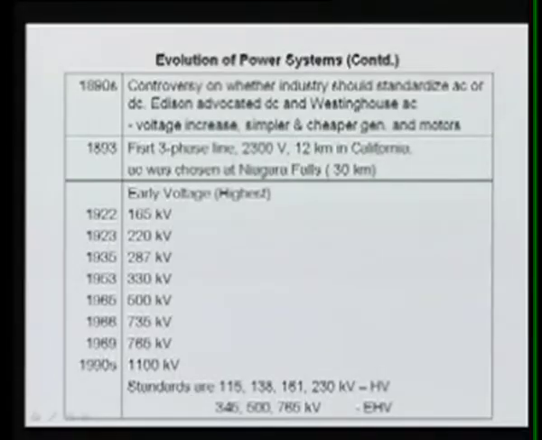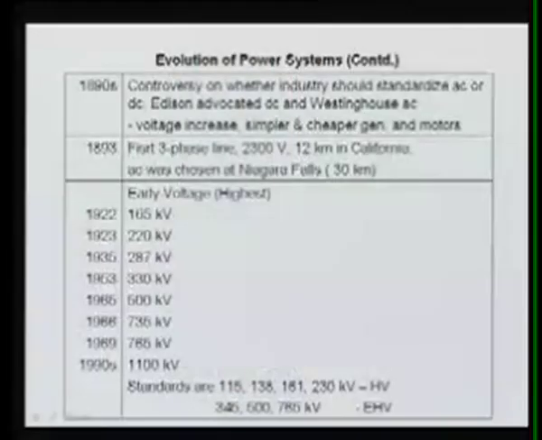In 1893, the first three-phase line was invented and developed, between Niagara Falls and a location 30 kilometers away, operating at a 2.3 kilovolt supply. This first three-phase transmission line was again a remarkable achievement, and you can see that right now we have the three-phase transmission system rather than the single-phase transmission system, especially in terms of transmission.